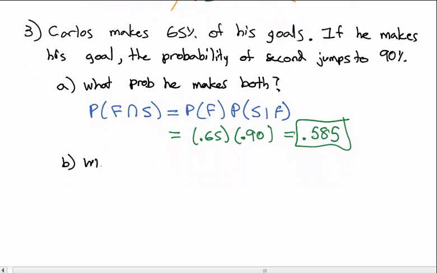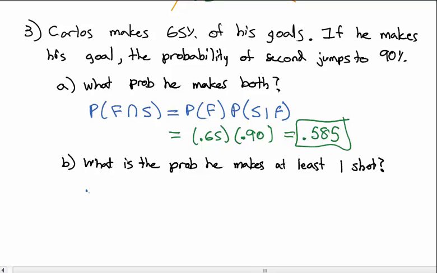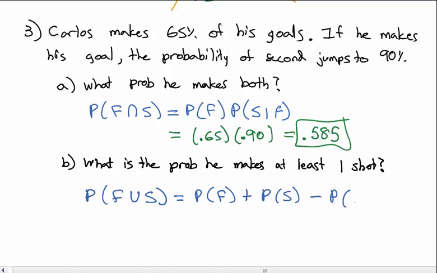How about we adjust it and say, what is the probability he makes at least 1 shot? So we're asking, what is the probability he makes the first shot or the second shot? Remember, the probability of an OR is the probability of the first part plus the probability of the second part minus the probability of both together, F and S.